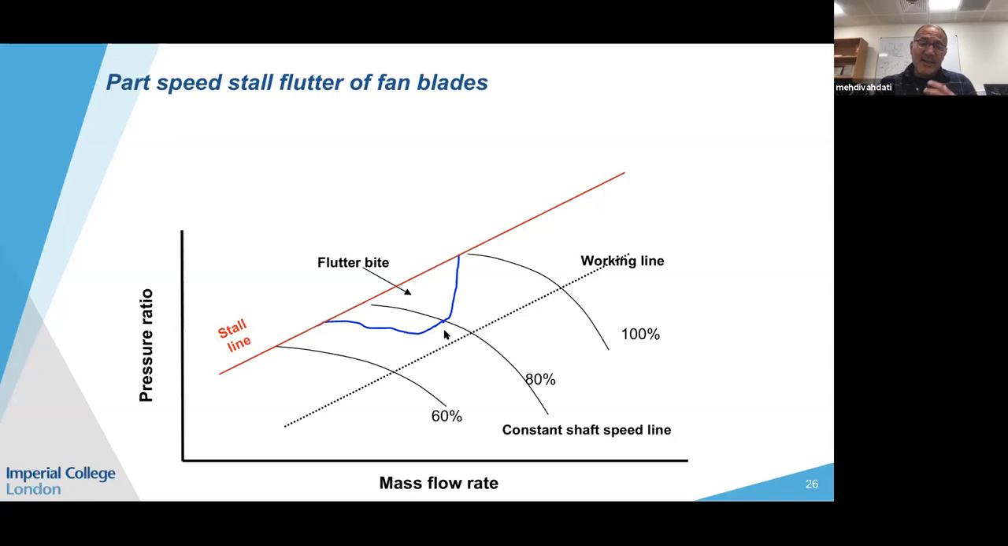Consequently, that's the reason flutter is becoming a very important issue for engine designers, fan designers especially, because at a lot of speeds, you would not reach the stall boundary. Your blade starts fluttering before you reach the stall boundary, and consequently, you lose a lot of stability margin. So whether you stall or flutter is not very important. The engine becomes unsafe.